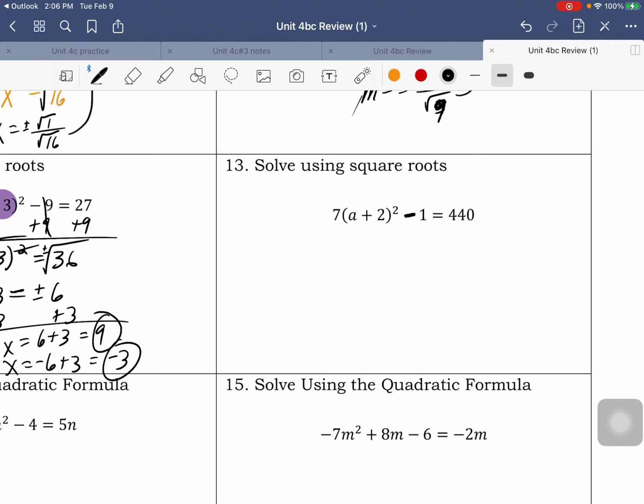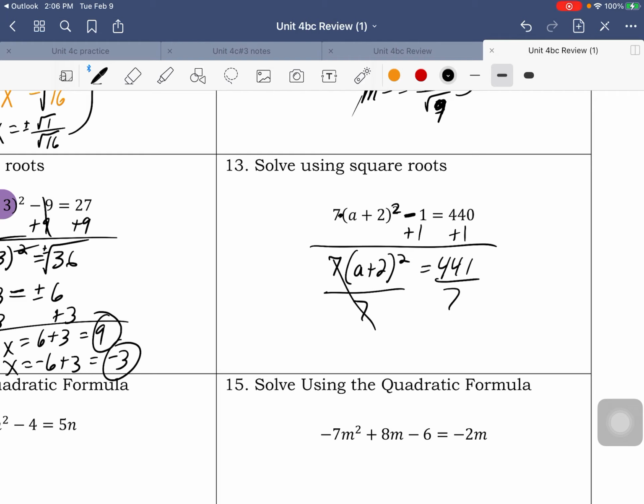All right, now number 13. We have a subtraction on the outside, we have a times 7, and we have a square on the outside of the parentheses. Reverse order of operations, addition and subtraction on the outside. Take care of that first. 441. You're going to divide by 7. And 441 divided by 7 is 63.